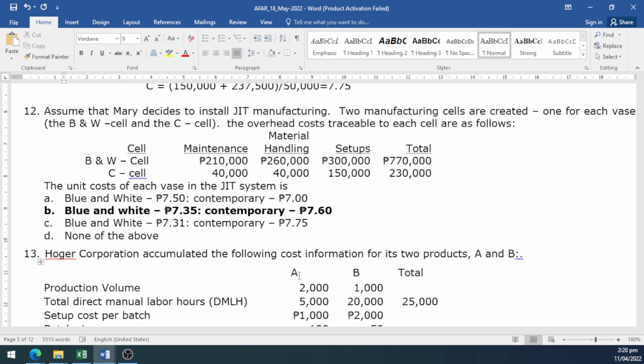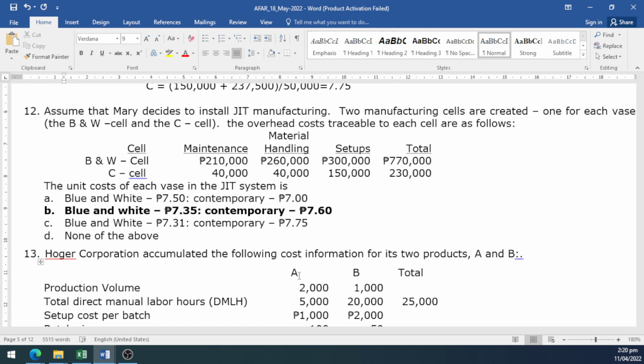Hindi ba pwedeng mag-produce tayo na wala nang movement ang mga yan? Di transfer ng transfer? Alam niyo, tumatagal din ang proseso pag transfer ng transfer. Hindi ba pwedeng sa isang department matapos na doon ang proseso, matapos na yung isang product? Can we not devote equipment for one particular product? All the process will be complete in that one department.